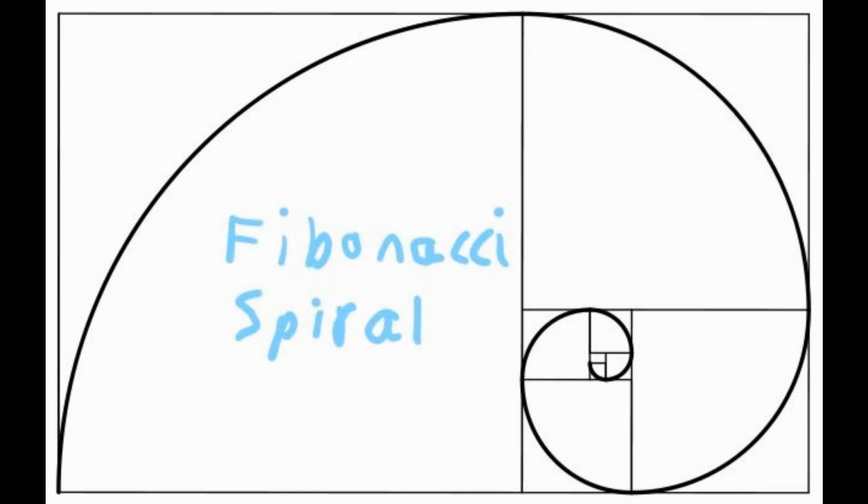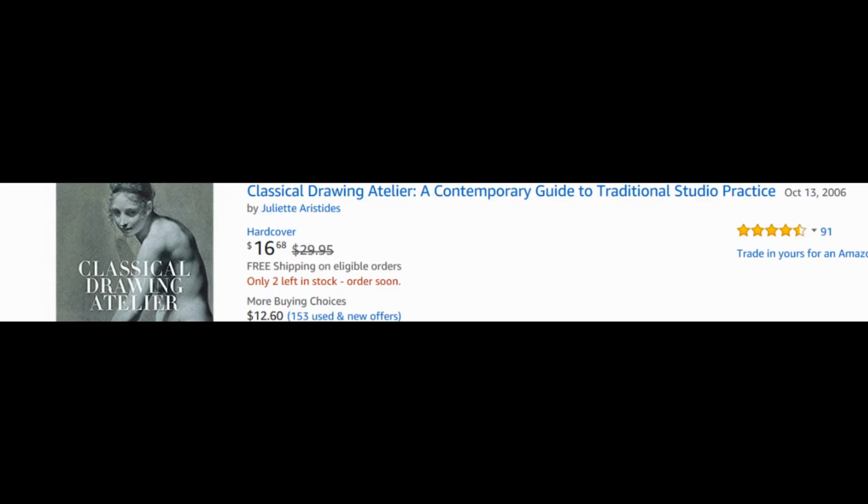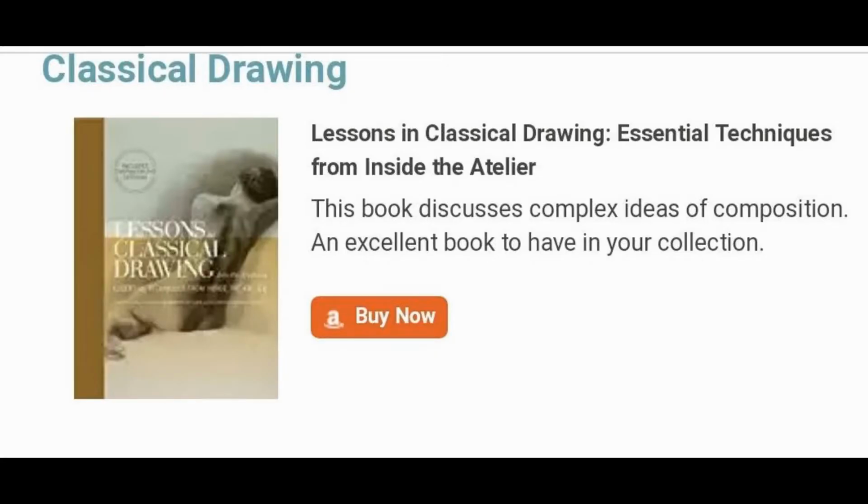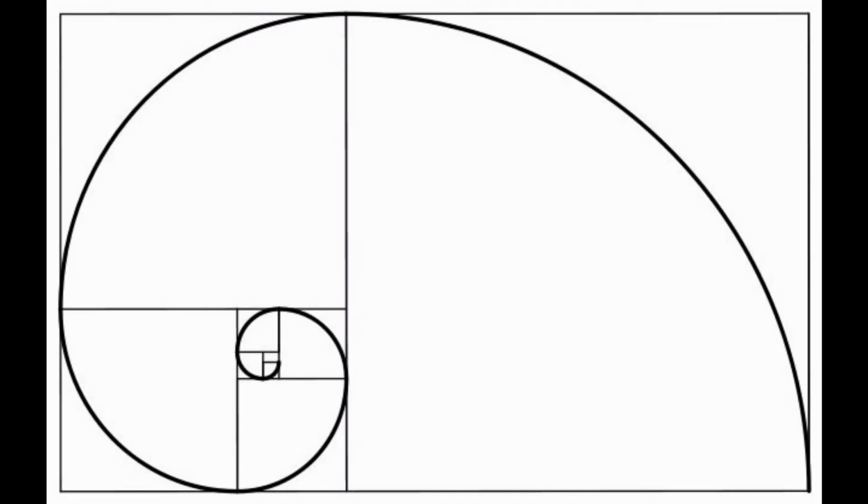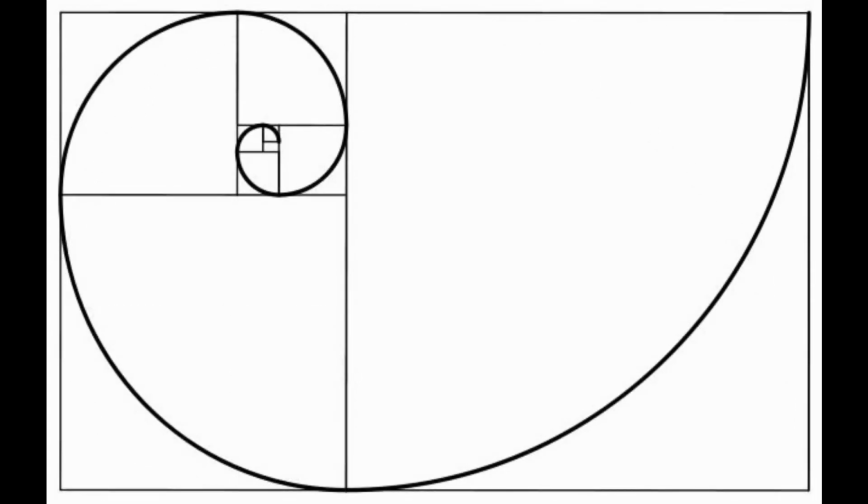And the Fibonacci spiral is also used with that, and it is a sequence of numbers that basically comes out into that spiral, and it's found in nature, like in snail shells and flowers and things like that. And if you want to really see a complicated explanation of it, try this book, The Classical Drawing Atelier, and also Lessons in Classical Drawing by Juliet Aristides, or Aristides, I'm not sure exactly, but these books are really good, and they give you the whole explanation and tell you how to get it and do all kinds of mathematical stuff.